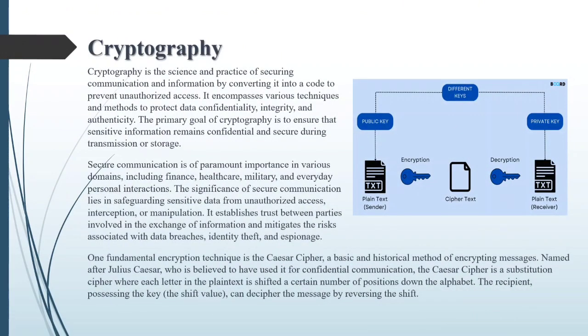Today we learn an interesting topic: the Caesar cipher algorithm in cryptography. Cryptography is the science and practice of securing communication and information by converting it into a code to prevent unauthorized access. The primary goal of cryptography is to ensure that sensitive information remains confidential and secure during transmission or storage.